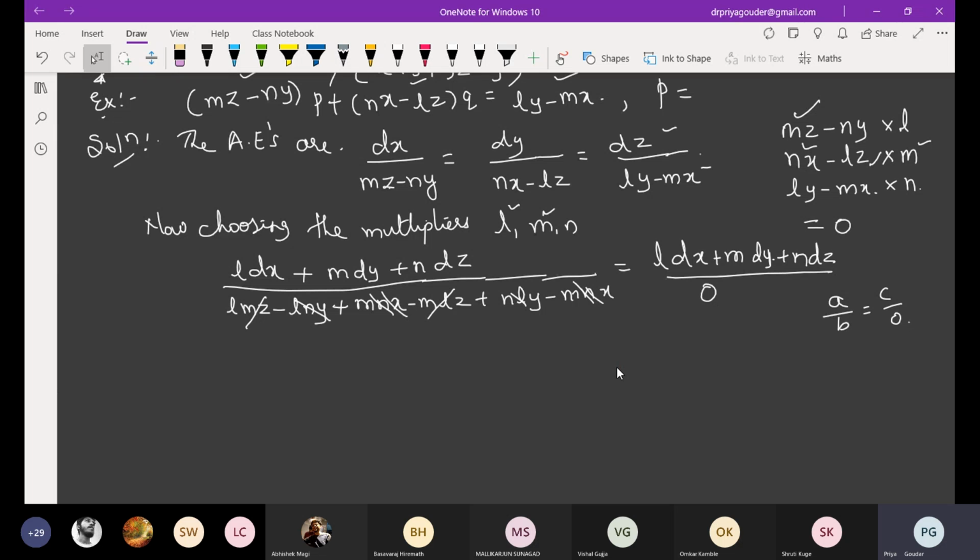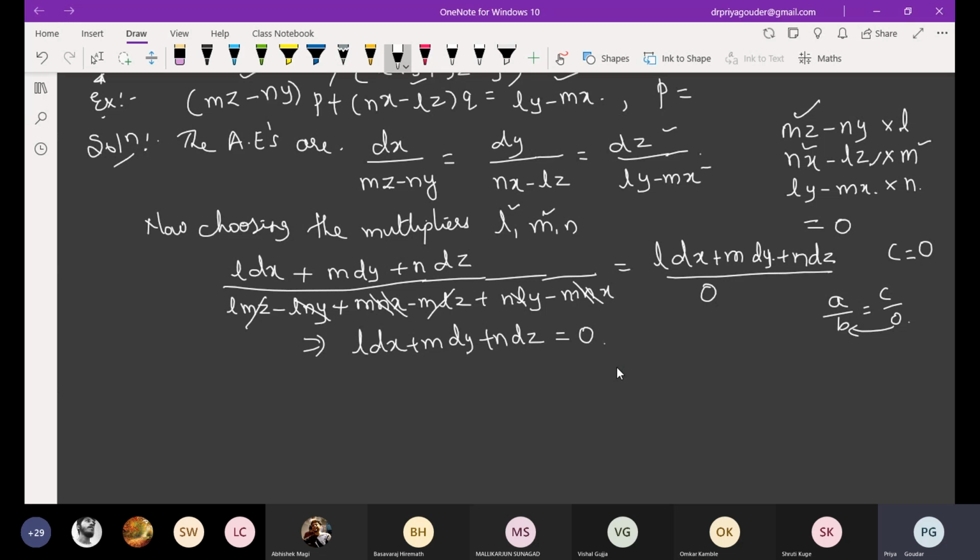So what will be the value of C? I transfer 0, suppose. Where does it come? Numerator, am I right? So A by B, whatever it is, if you multiply by 0, what happens? 0. So this is C divided by 0, which means ultimately I can write directly L dx plus M dy plus N dz equal to 0. Got it? How the equation can be obtained.